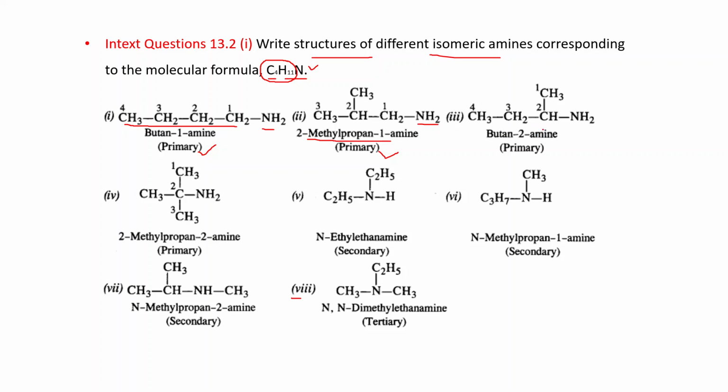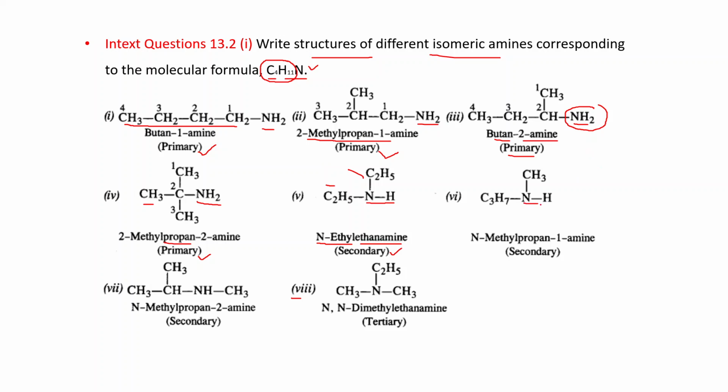Now in this case, at the second carbon atom, NH2 group is attached, but again remember, this is primary. Why is this primary? Because one hydrogen atom of NH3 is replaced by the alkyl group, and its name is butan-2-amine. Now this one, this NH2 is there, that's why this is primary, and when you write its name, this is 2-methylpropan-2-amine. Now this is NH, 2 hydrogen atoms are replaced, that's why this is secondary. Okay, and both are the same group, that's why we'll write N-ethylethanamine.